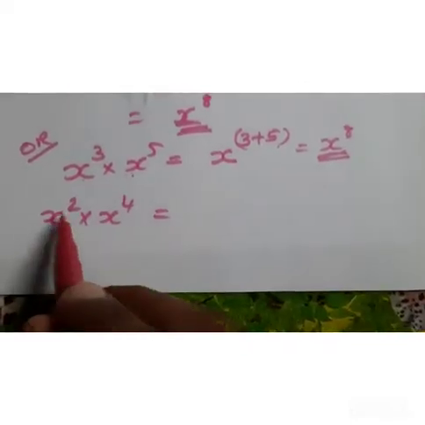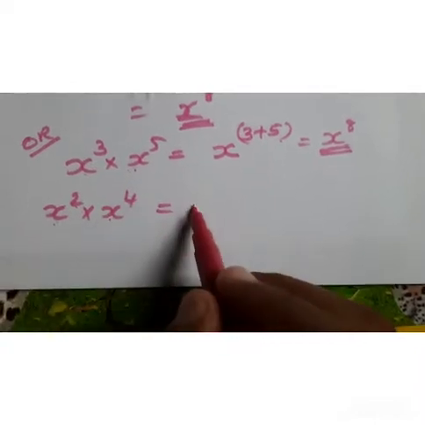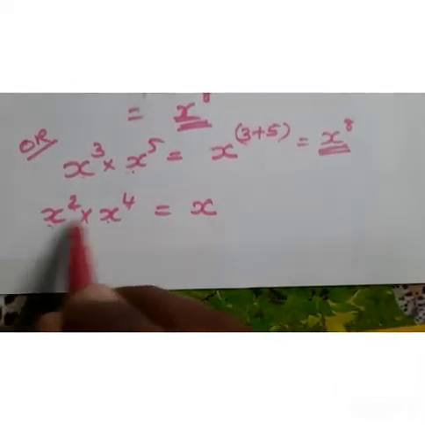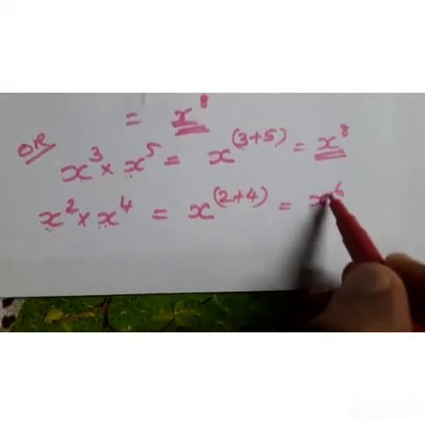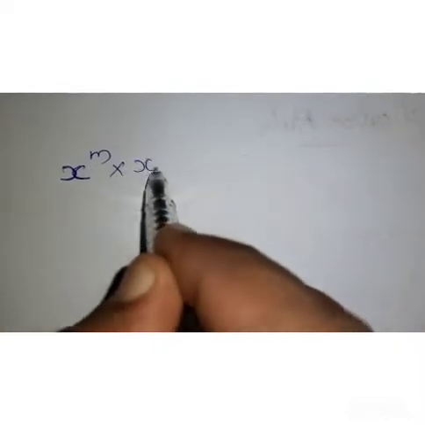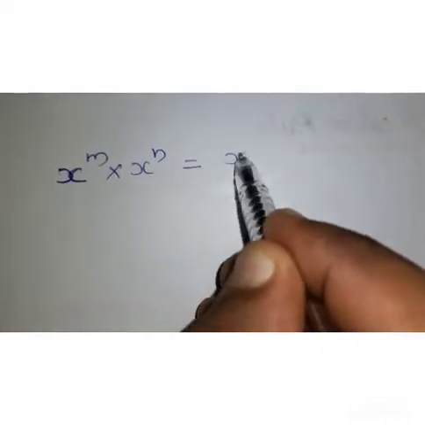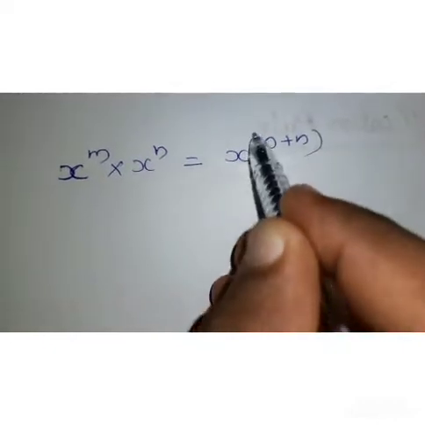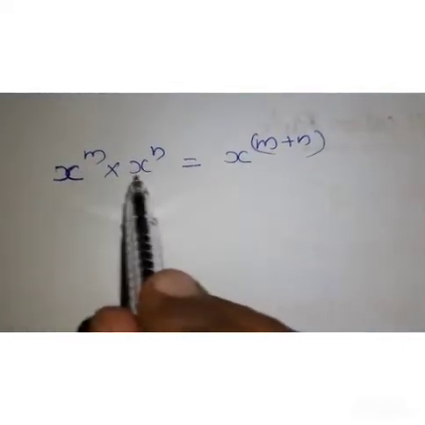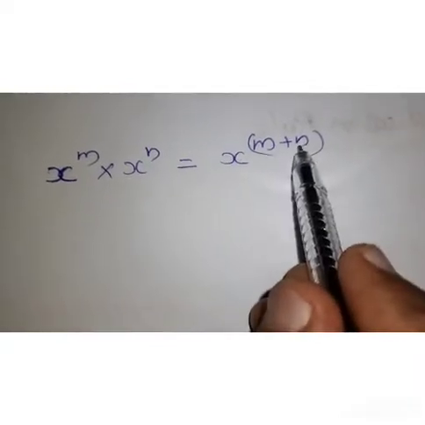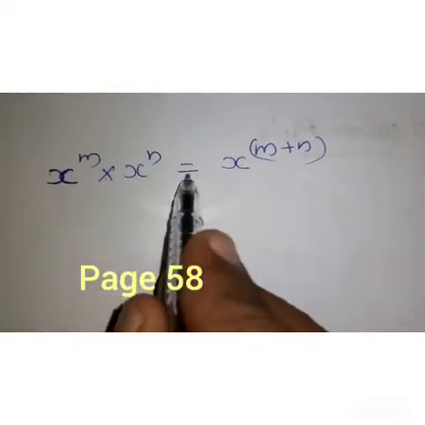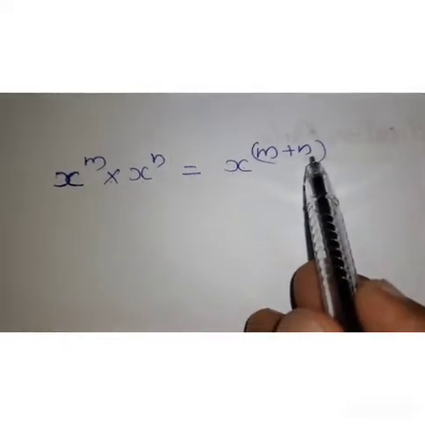How will you write x raised to 2 into x raised to 4? It has the same base, so the powers are added. 2 plus 4, it is x raised to 6. So in general, we can write the equation like this: x raised to m into x raised to n is equal to x raised to m plus n. If two powers with the same base are multiplied, we can add the powers.